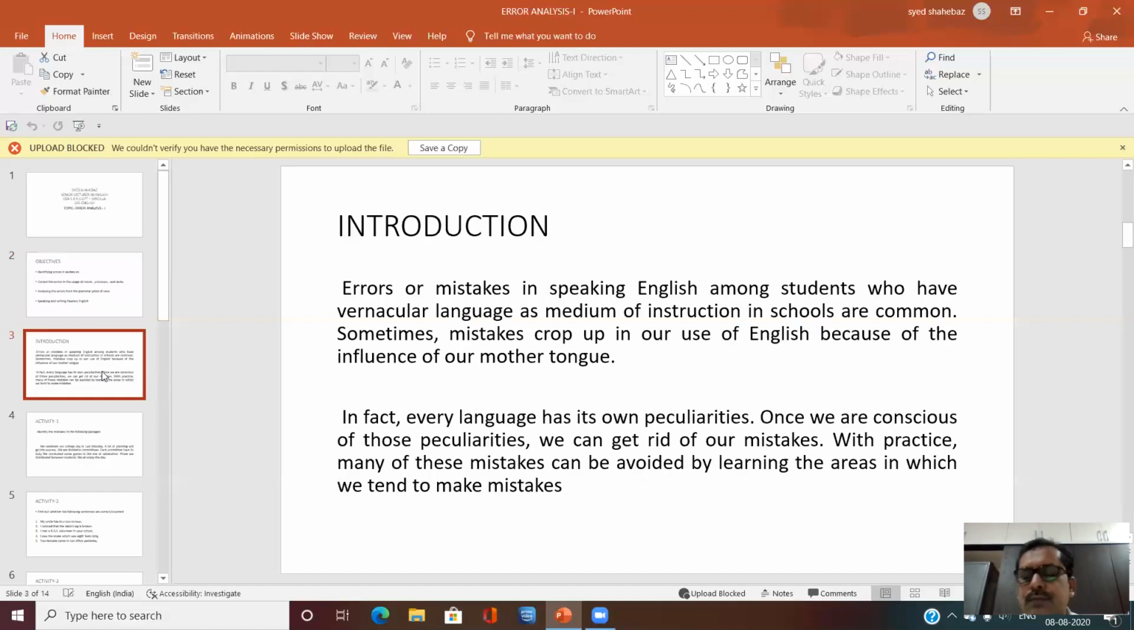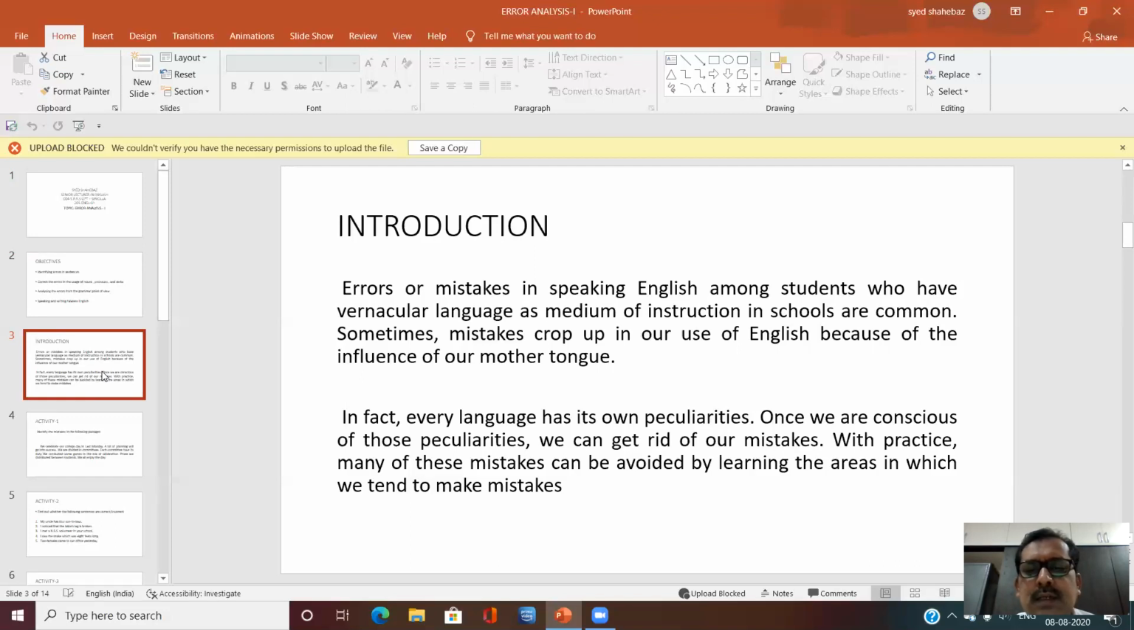Now, come to the part of the introduction. Errors or mistakes in speaking English among students who have vernacular language as medium of instruction in schools are common. The students up to SSC who studied in Telugu medium background, for that matter any vernacular language, tend to make mistakes because of the influence of the vernacular language or the mother tongue.